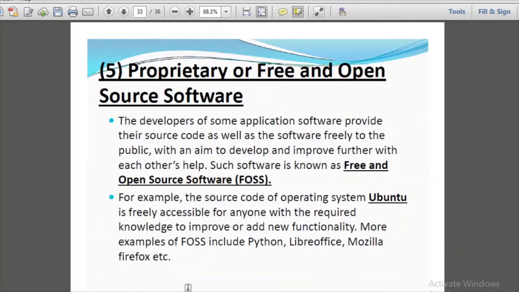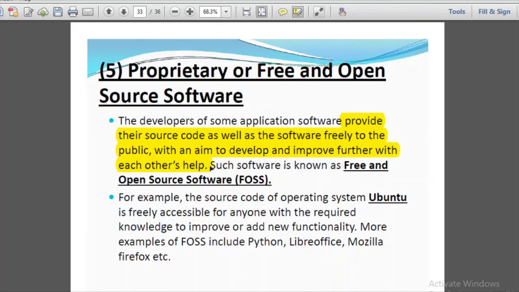Next comes the proprietary, free and open source software. Now these are certain types of software. What happens is, the developers of some application software provide their source code as well as the software. They provide the source code as well as the software freely for the public. And why do they do so? With an aim to develop and improve further with each other's help.